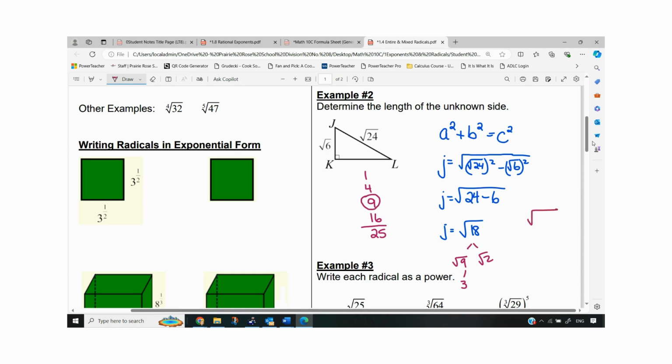Or we can write this as root 9 times 2, the square root of 9 is 3, that comes out, and we're left with 3 root 2. So root 18 is the same as 3 root 2. So this would be our answer written in simplest form.